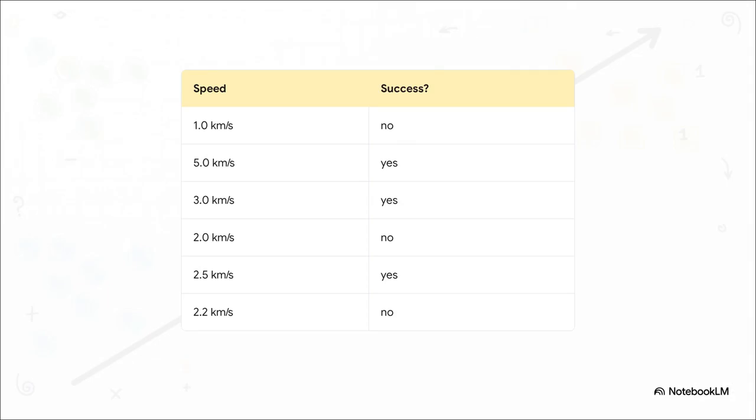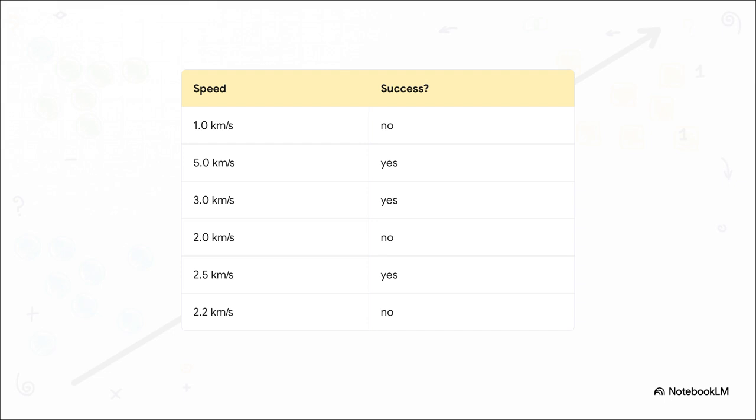Okay, let's look at the data we've gathered from our test flight so far. We're acting like detectives here, gathering clues. First, we launch at 1.0 kilometers per second. The result? Nope, we crash right back down. Then we crank it way up to 5.0 kilometers per second. Success! We leave the moon. We try 3.0? Yes, success again.